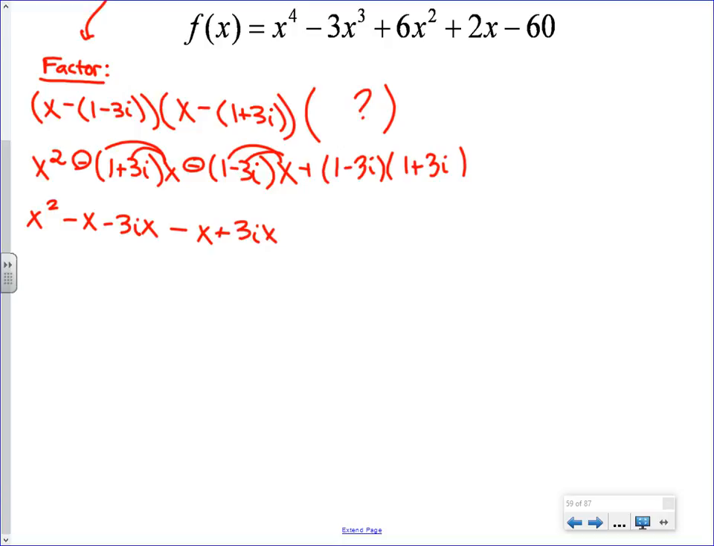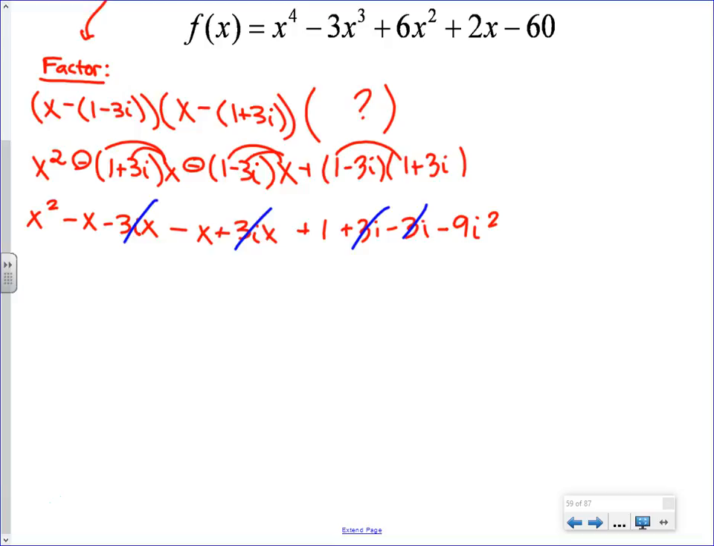I distributed and went one way, I distributed and went the other. All I have left is this little guy. And this little guy, I'm going to have my first, my outer, my inner, and my last. Whew. Does anybody see anything I can get rid of? Who else? Well, that's nice. All my imaginary pieces are going, oh, he's still there.